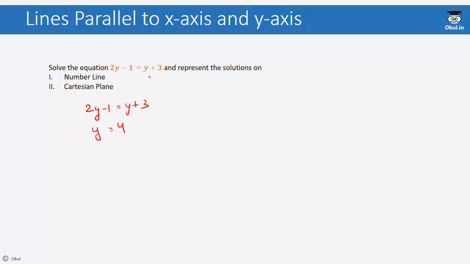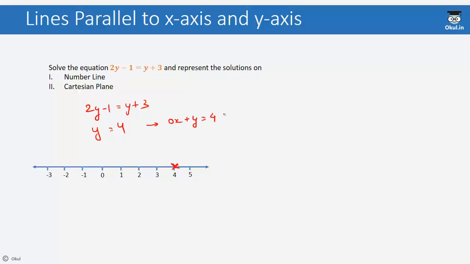Let's represent it on the number line. This is our number line and let's assume it to be the y-axis. y is equal to 4 will lie here. Now let's represent it on the Cartesian plane. Firstly, we'll write it in the form of a linear equation in two variables. That is, 0x plus y is equal to 4.